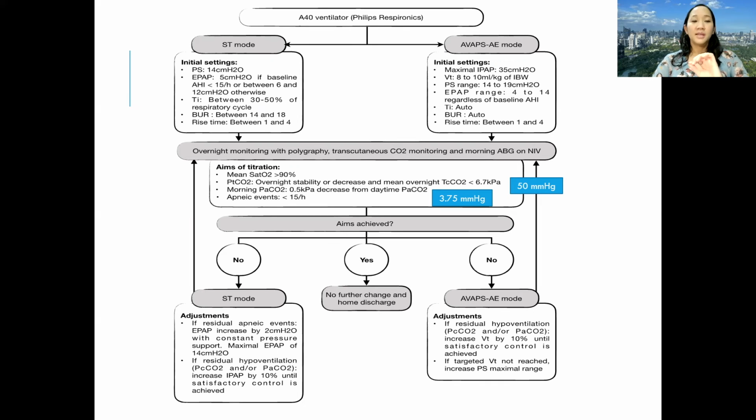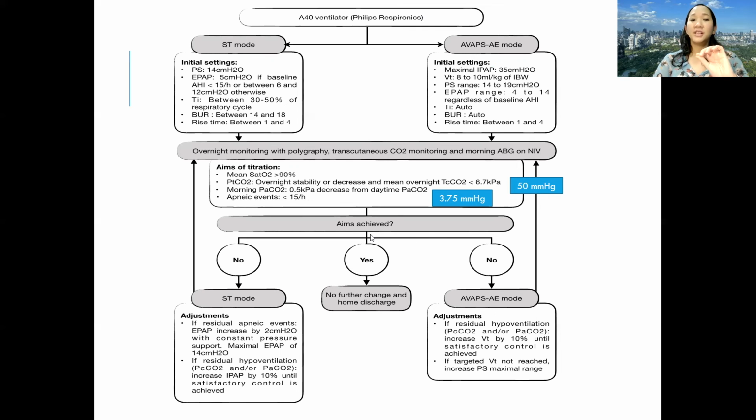They aim for a mean saturation of more than 90%, which is similar to the current AASM recommendation in general, which is to keep oxygen saturation at least 90%. And it aims to reduce the transcutaneous CO2 level to 50. And they also aim for at least a 4 millimeter mercury reduction in the morning CO2 blood gas level. And they aim for apneic events less than 15.